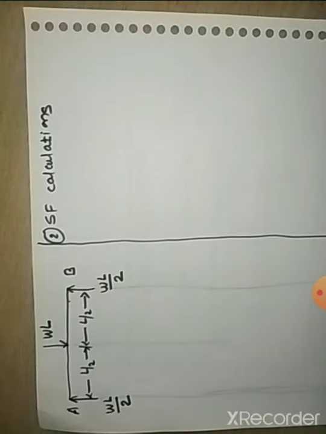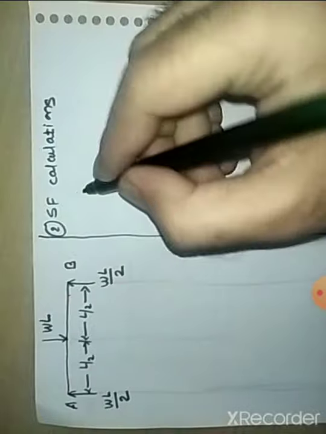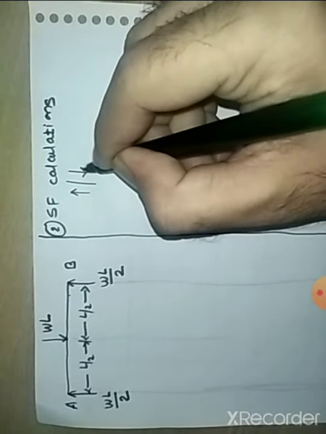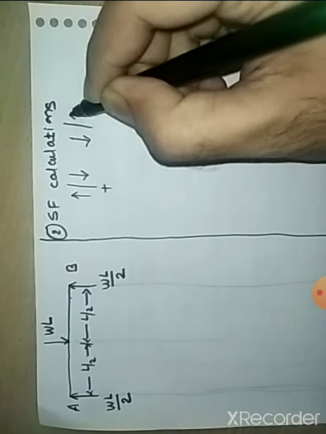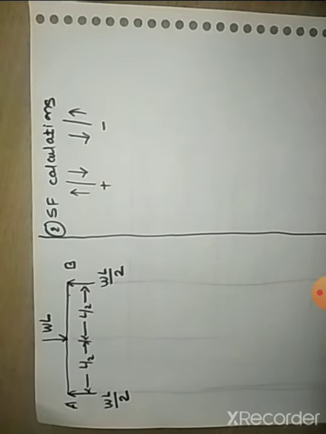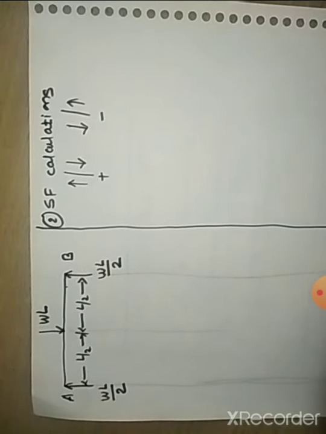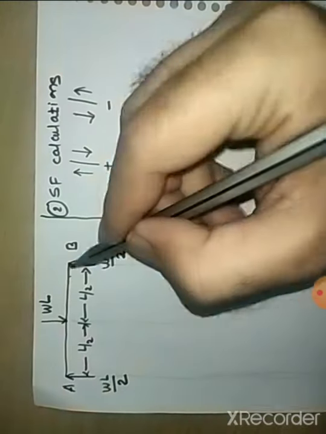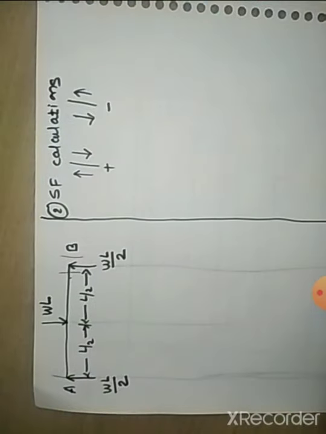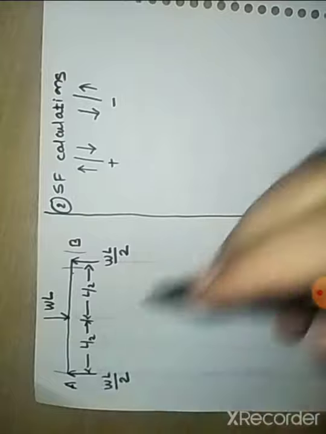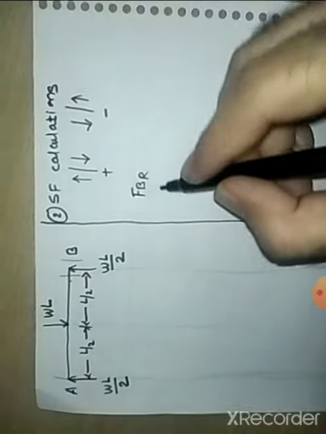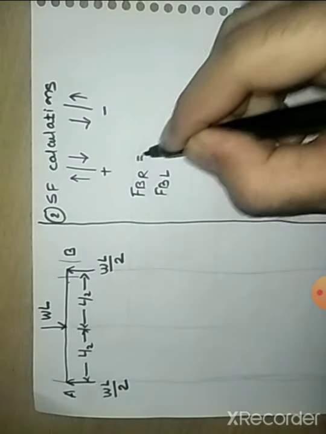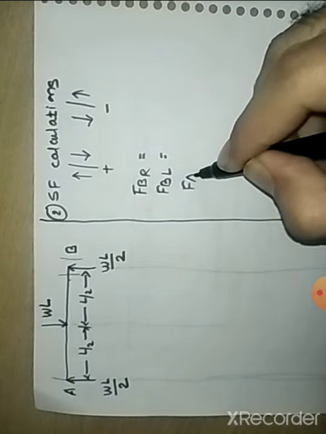What are the sign conventions for SF calculations? Upward is negative, downward is positive, right? And upward will be negative. So we have to calculate shear forces at the right side of B, the left side of B, and at A. So only three sections will be there: FBR, FBL, and FA.